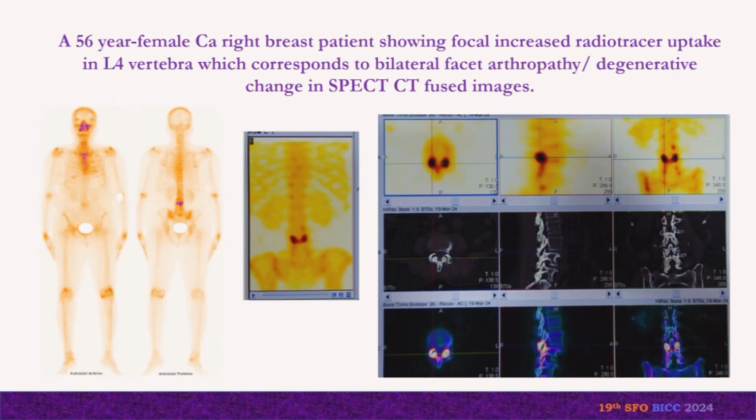The next case, a 56-year female with CA right breast, showing focal increased radiotracer uptake at L4 vertebra, which corresponds to bilateral facet arthropathy or degenerative changes. These are the most common confusing radiotracer uptake in the planar bone scan. That means degenerative change or facet arthropathy.